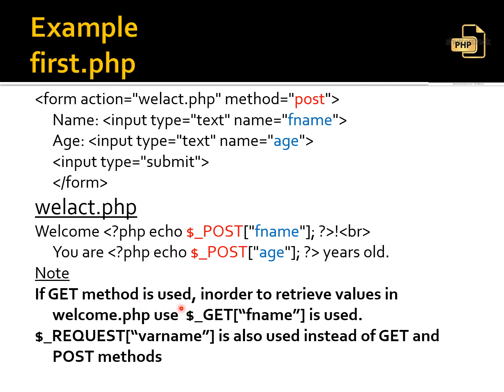So if the GET method is used, to retrieve values in welcome.php, $_GET of fname is used. Whatever the method, whether POST or GET, we can use another variable called $_REQUEST. You can specify the variable name that can be used with both GET and POST methods. So with $_REQUEST of fname, the value entered in the fname component will be retrieved. Whether it is the POST or GET method, we can use this request variable.